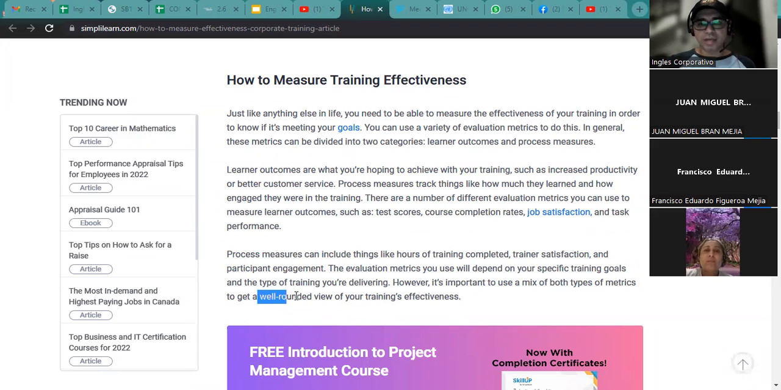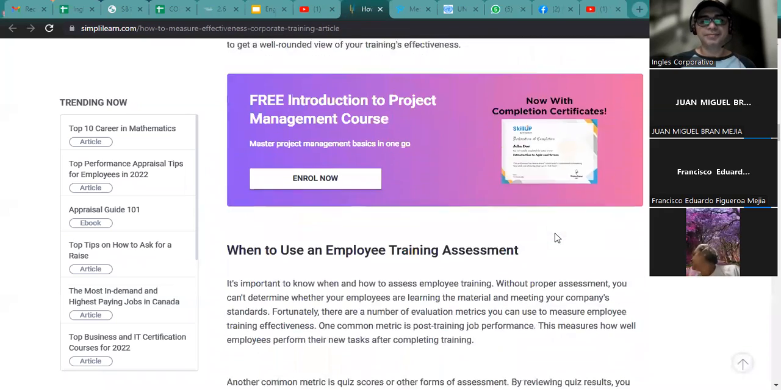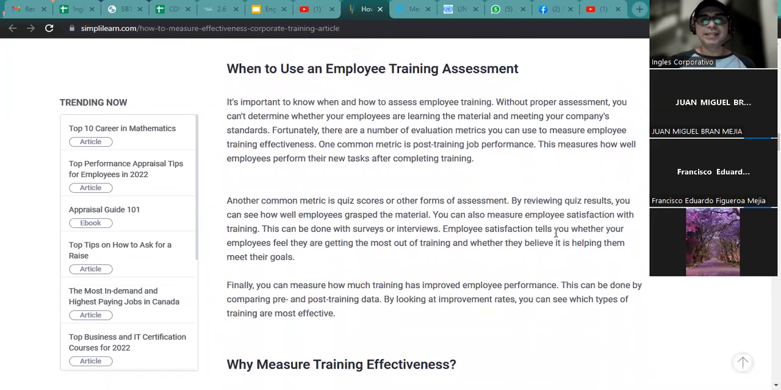Well-rounded view. What is this? I don't know how to say it, but I think it's the whole picture of a thing. Okay, very good. So 360 degrees. It's something like seeing all the points of view of something, right? Very good. And then it says, when to use an employee training assessment.